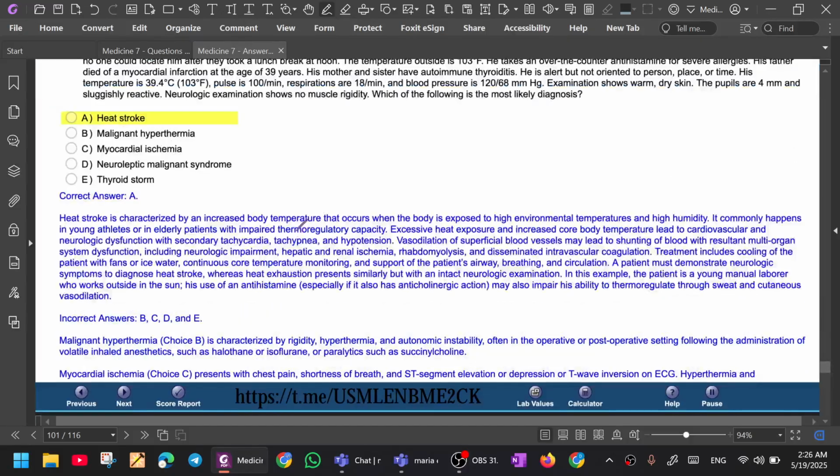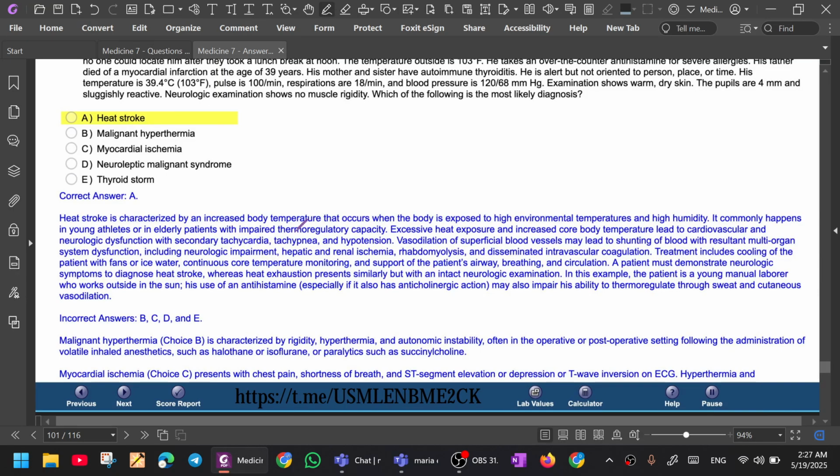Heat stroke is characterized by an increased body temperature that occurs when the body is exposed to high environmental temperature and high humidity. It commonly happens in young athletes and/or in elderly patients with impaired thermoregulatory capacity. Excessive heat exposure and increased core body temperature lead to cardiovascular and neurologic dysfunction with secondary tachycardia, tachypnea, hypotension.